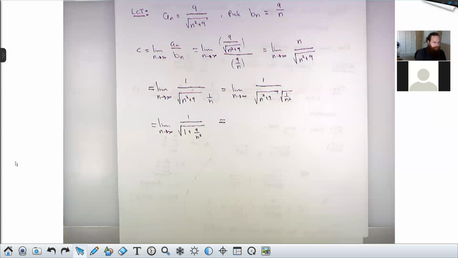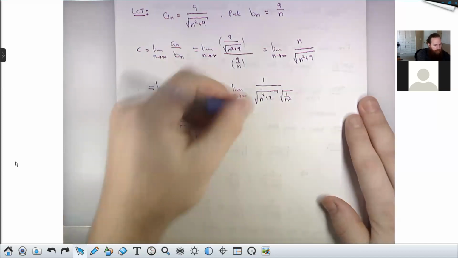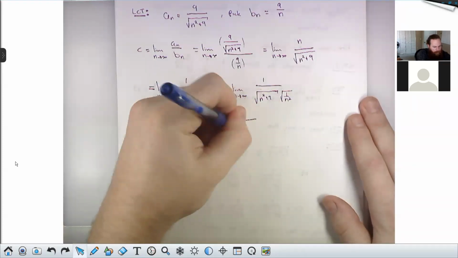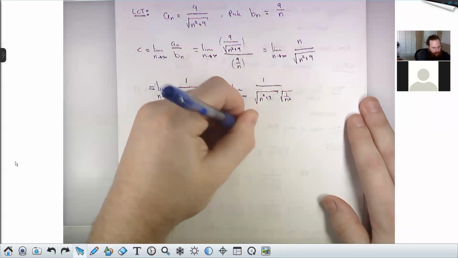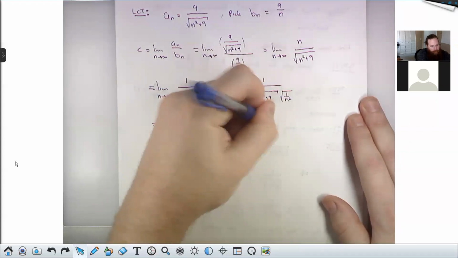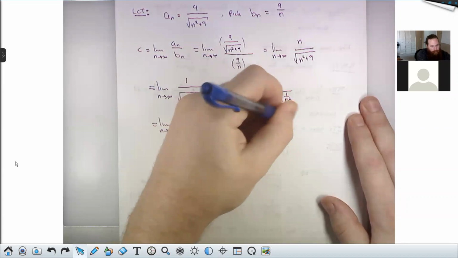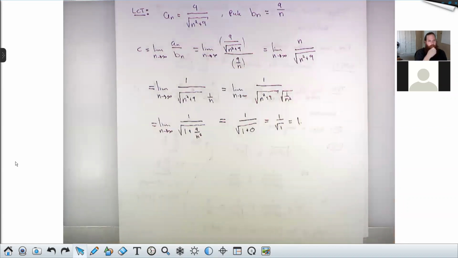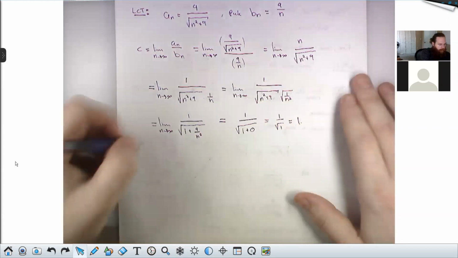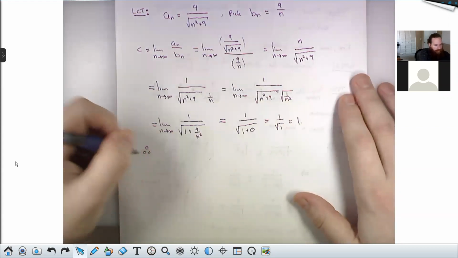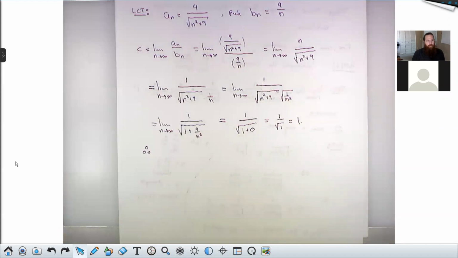The place we want to get to is a place where you can smell which test to use ahead of time. So now as n goes to infinity, 9 over n squared goes to 0. So this is 1 over the square root of 1 plus 0, which is 1 over root 1, which is 1. Therefore, what does limit comparison test say? Can I conclude that my series converges? Can I conclude that my series diverges? Can I do any of that right now, or is there something else that I conclude?